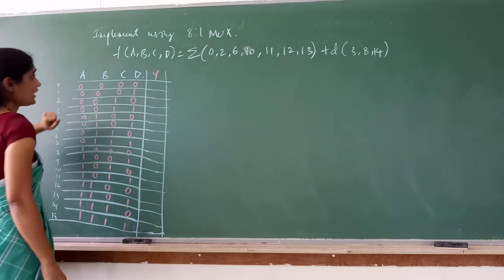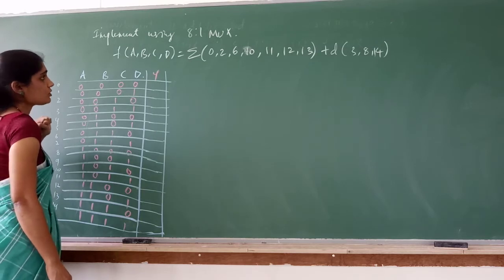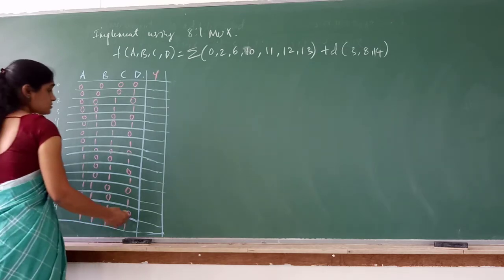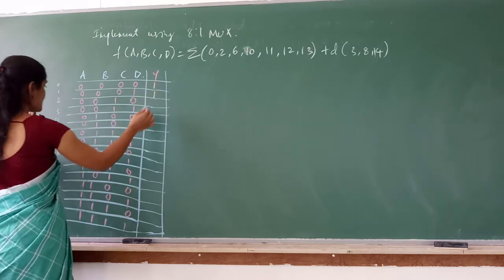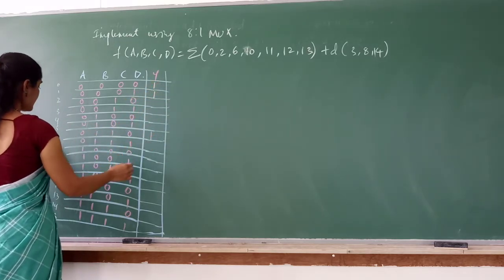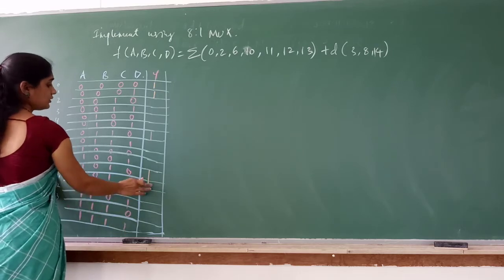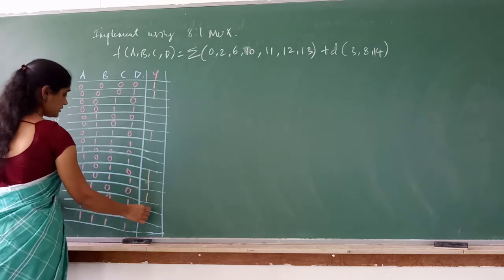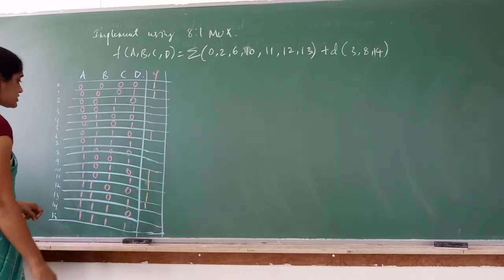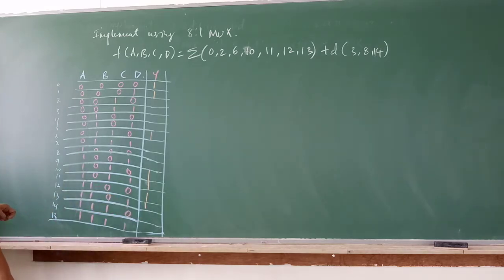For this method we have used the truth table method, right? So truth table I have written. So what are the mean terms? 0, 2, 6, 10, 11, 12, 13. So write the truth table. 0, 2, 6, 10, 11, 12, 13.